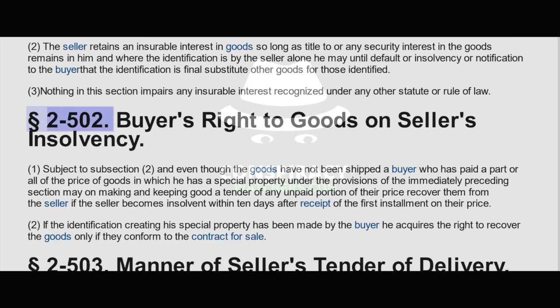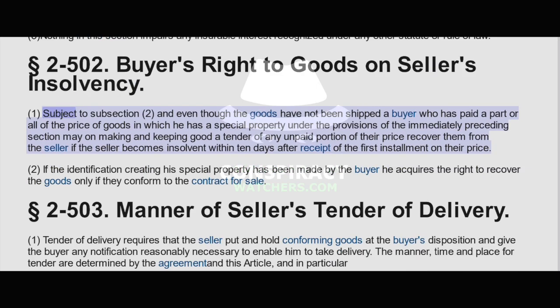Section 2-502. Buyer's right to goods on seller's insolvency. Subject to the subsection, and even though the goods have not been shipped, a buyer who has paid a part or all of the price of goods in which he has a special property under the provisions of the immediately preceding section may, on making and keeping good a tender of any unpaid portion of their price, recover them from the seller if the seller becomes insolvent within 10 days after receipt of the first installment on their price.